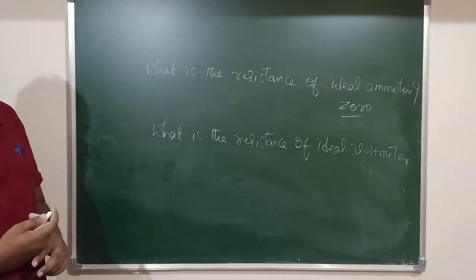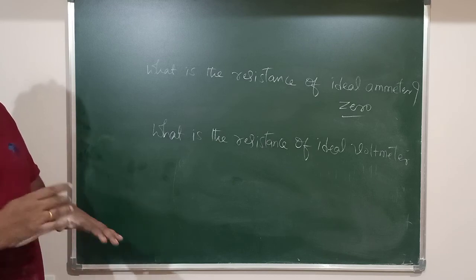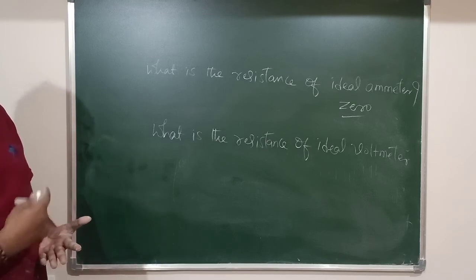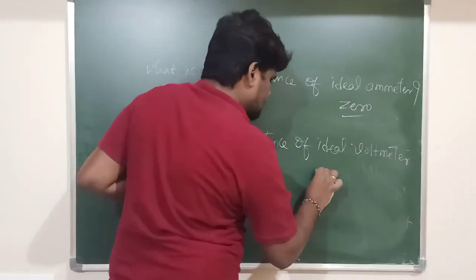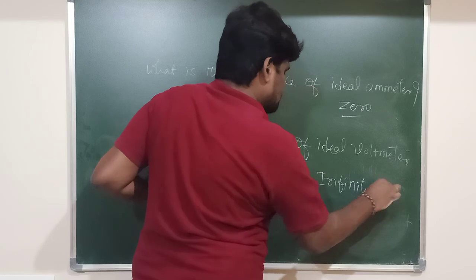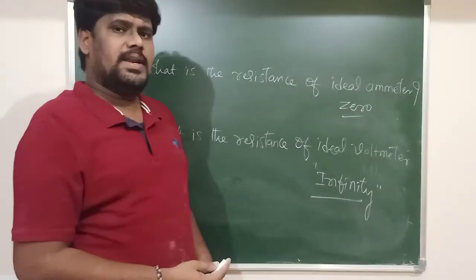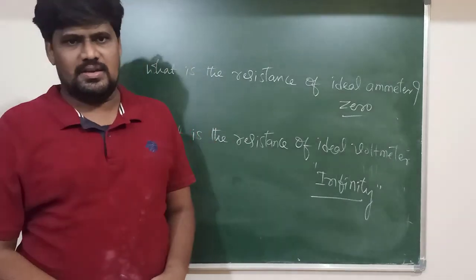As I said, a voltmeter should have the maximum resistance. Ideally, maximum means how much? Definitely it should be infinity. Then what is the resistance of an ideal voltmeter? The resistance of the ideal voltmeter is infinity.